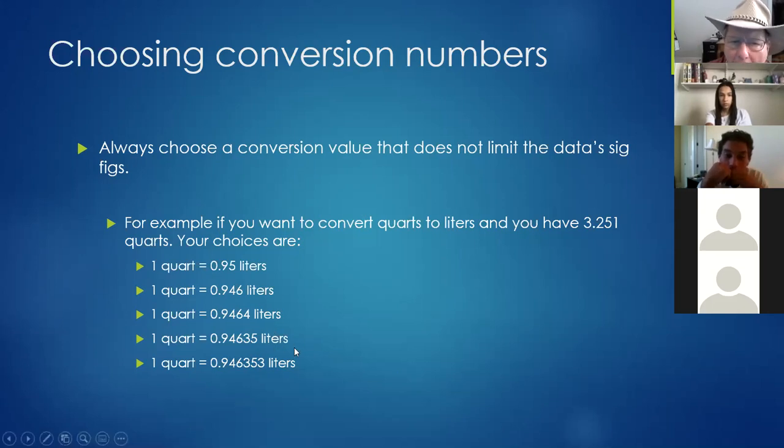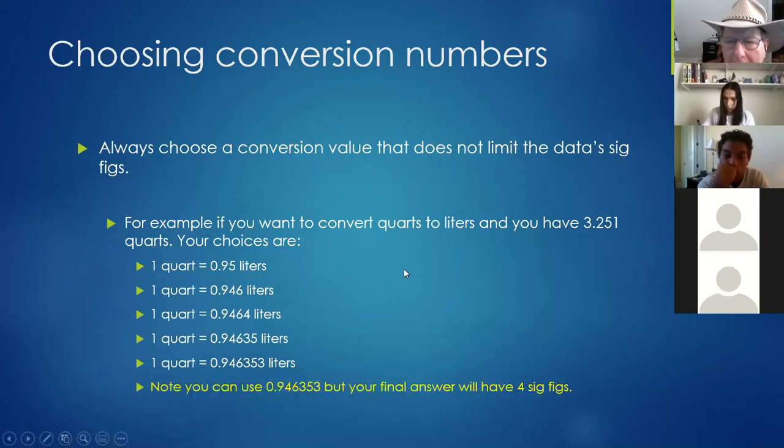I could choose the bottom two because that has more significant figures. I can choose a conversion factor that is more accurate. I can't choose one that is less accurate. So I can't choose 0.95 or 0.946. Are we good with that?